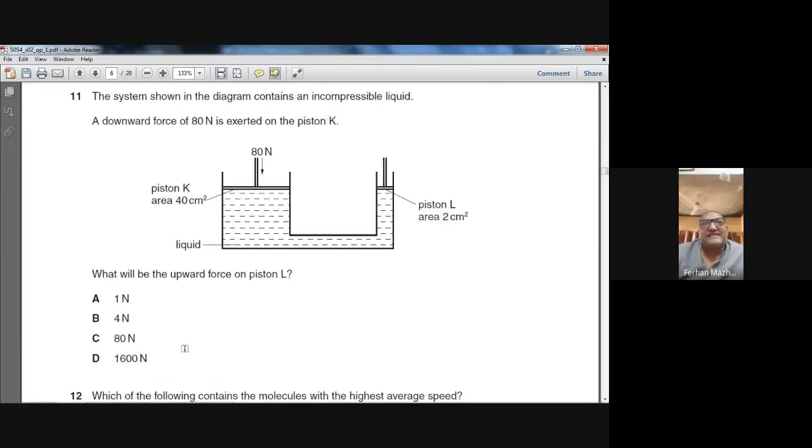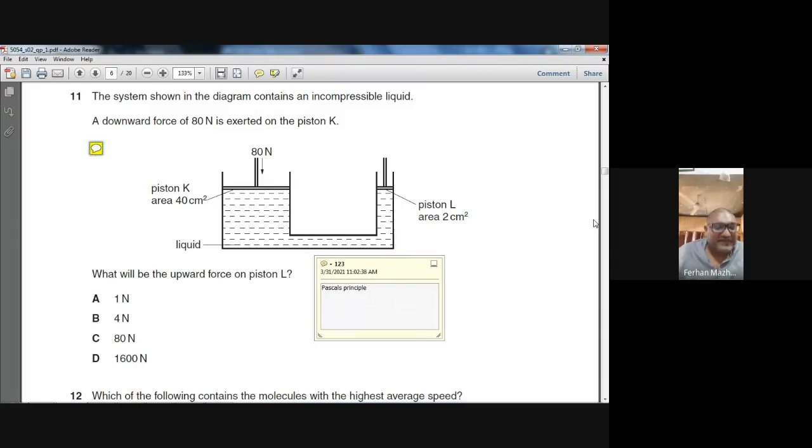The system shown in the diagram contains an incompressible liquid. A downward force of 80 Newton is exerted on the piston K. The area of piston K is 40 centimeters squared and the area of piston L is 2 centimeters squared. What will be the upward force on the piston L? Very simple. It's a hydraulic press, and this is Pascal's principle.